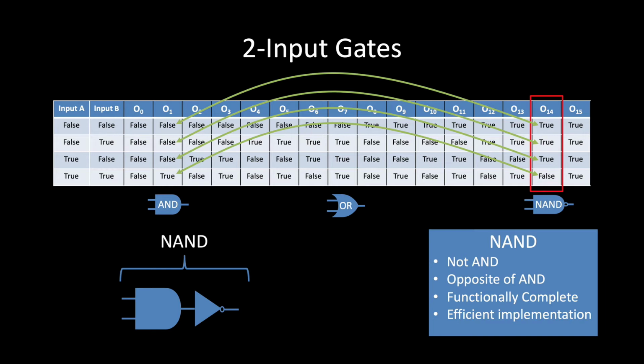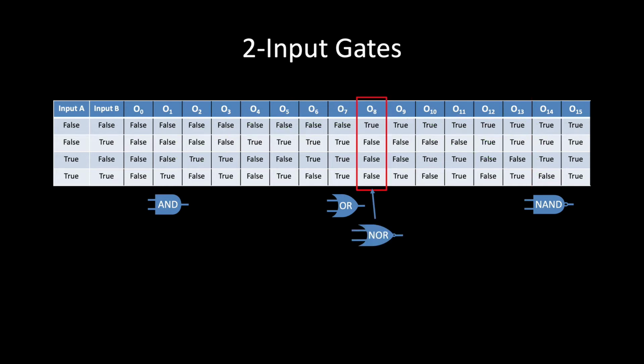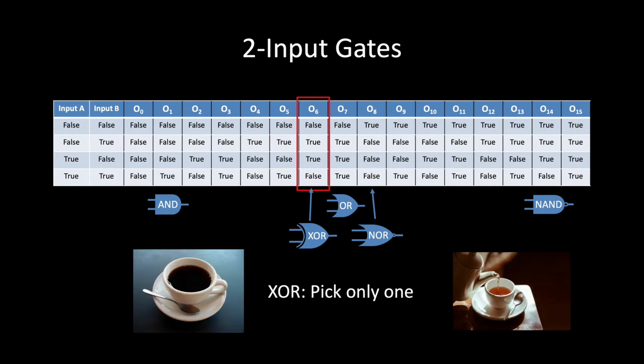Analogous to the NAND gate is the NOR gate. NOR is, of course, short for not OR and has the opposite truth table as an OR. Another useful gate is the exclusive OR gate, abbreviated XOR. An exclusive OR is the coffee or tea kind of OR. And by that, I mean when somebody asks you coffee or tea, they expect you to pick only one. And if you try to say both, they'll kind of look at you funny.